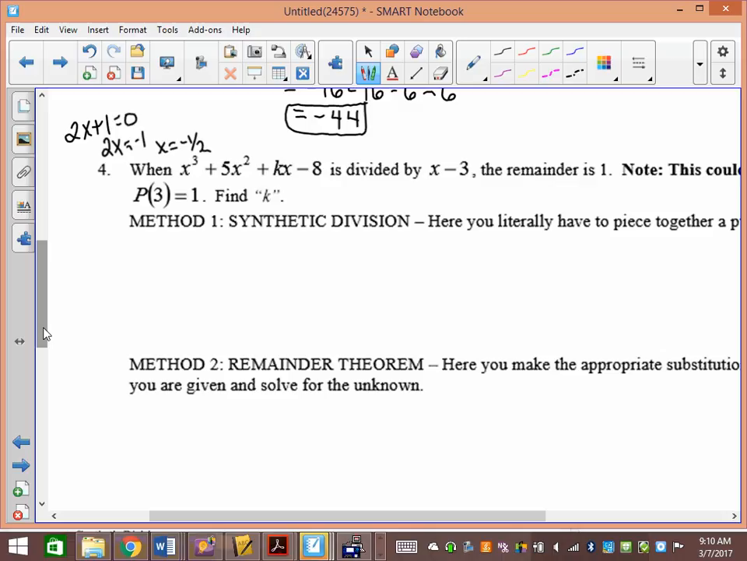Okay. We're not going to do this by synthetic division right now because it's also, first off, not a good way to do this. So I'm going to ixnay this method. But what I do want you to do is write this down just here. Just this. When x cubed plus 5x squared plus kx minus 8 is divided by x minus 3, the remainder is 1. Find k. So just the underlined stuff.